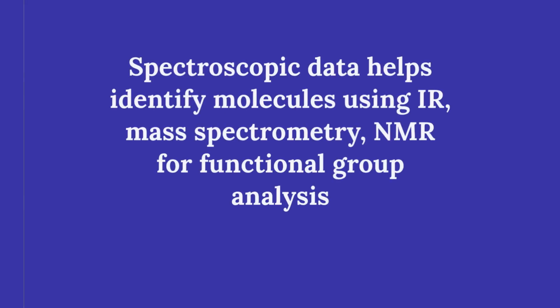Spectroscopic data helps identify unknown molecules. Use IR, mass spectrometry, and NMR data for analysis. Identify functional groups from IR spectra. Molecular ion and base peaks are key in mass spectrometry. Proton NMR provides chemical shifts and splitting patterns.